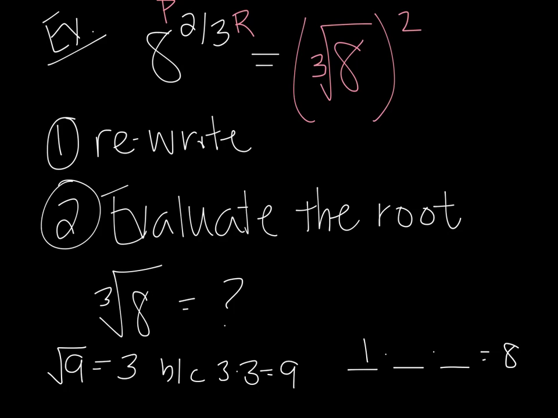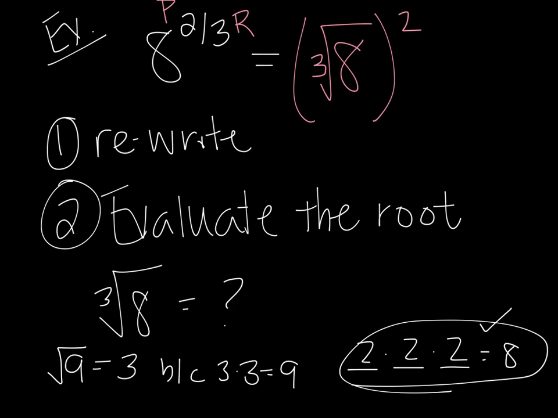So let's try a different number. And I'm just going to go to the next number, 2, 2, 2. Does that give me 8? Yes, that works. 2 times 2 is 4. 4 times 2 is 8. So this isn't my answer. This is just the thought process.